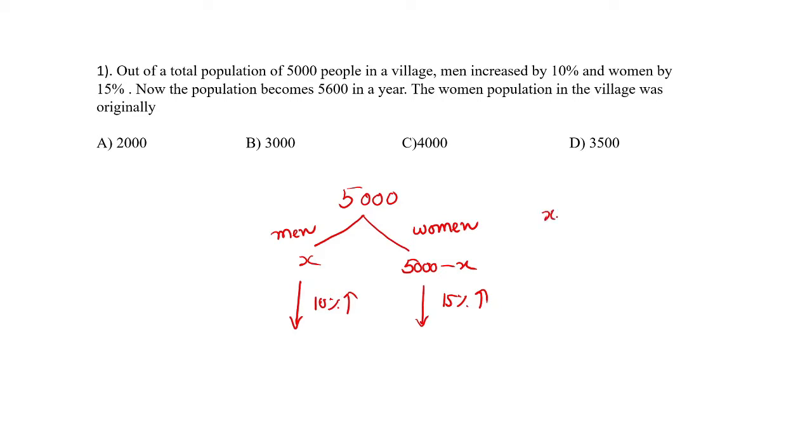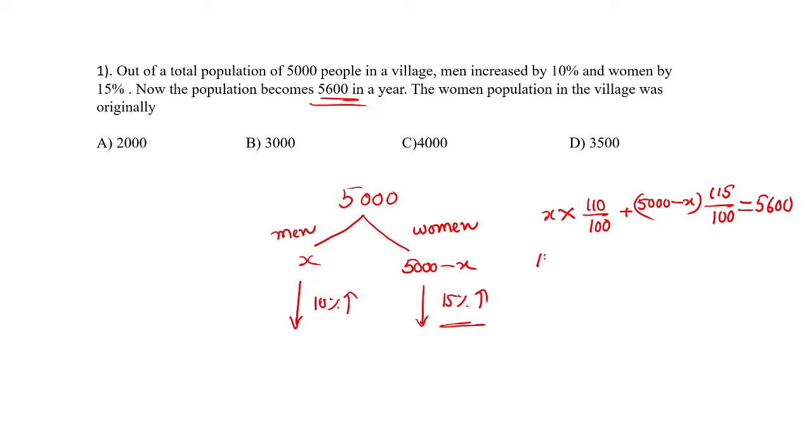5,600. Now see, X with a 10 percent increase means 110 by 100. Take the original value as 100; 10 percent means 10, increase means 100 plus 10, that is 110. So 110 by 100 times X, plus (5,000 minus X) times 115 by 100, since it increased by 15 percent, is equal to 5,600, given in the question. Now solve this equation, we get the X value.